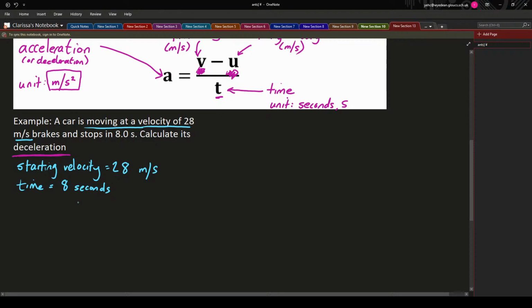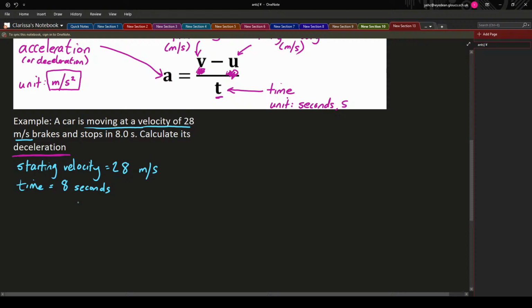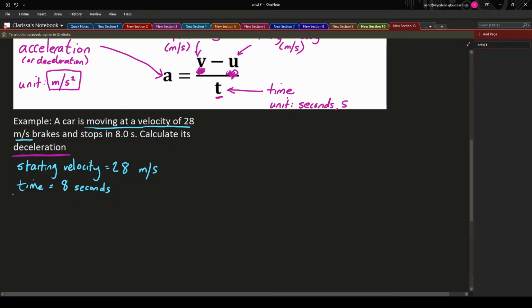Here is one tricky bit of this problem. It doesn't tell you the end velocity. It doesn't give it in a number, but it did tell you it in the form of the question. It said that it stopped. So what that means is that even though it did not say the final velocity of this car was 0, because the question says it stops, you know that the final velocity of the car is going to be 0 because it stopped. So I'm going to write that down.